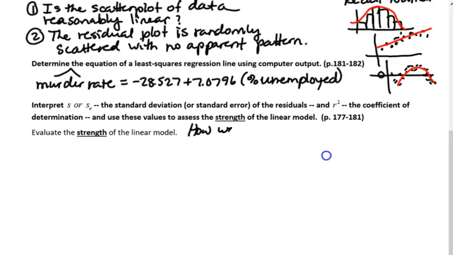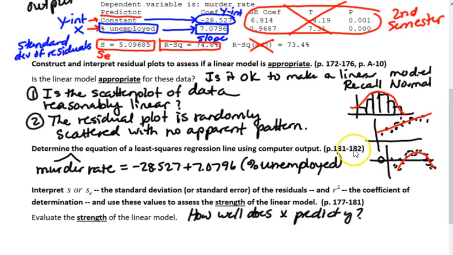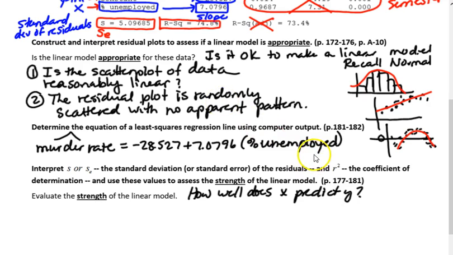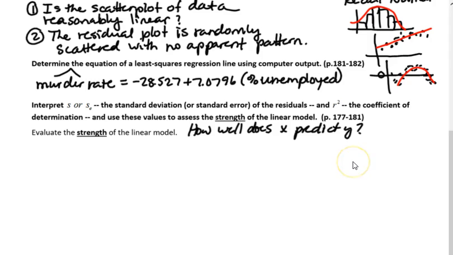So I'm going to write that down. How well does X predict Y? So is it okay to make a linear model is the appropriateness. The strength is how well does X predict Y. So one of the things we can look at is the size of the residuals.